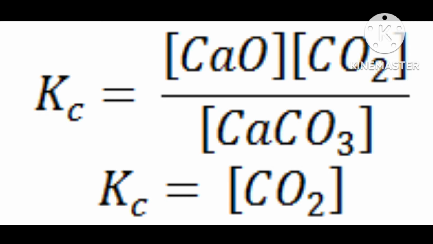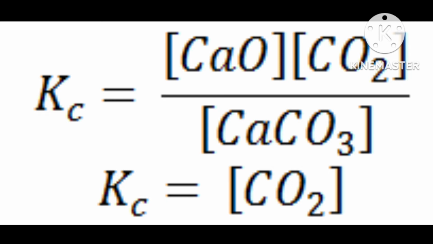Here again, one more important thing you have to understand: the unit of equilibrium constant. What will be the unit of equilibrium constant? In a very simple way, you understand that Kp or Kc value has no unit, only a number will be there. As for example, in the decomposition of calcium carbonate, Kp value was 2 into 10 to the power 5 Pascal.